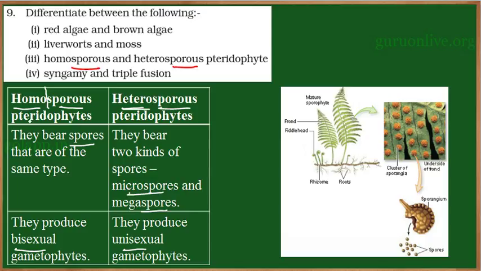So these are the differences between homosporous pteridophytes and heterosporous pteridophytes. In homosporous pteridophytes, all the spores will be similar in size and the gametophyte is bisexual, whereas in heterosporous, the gametophyte is unisexual. Either they produce microspore or megaspore. So totally two different kinds of spores will be present. So here we learned the differences between red algae and brown algae, the differences between liverworts and mosses, and types of spores in pteridophytes, whether it is homosporous or heterosporous.